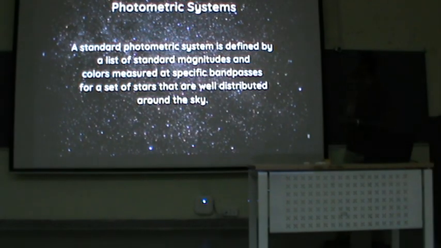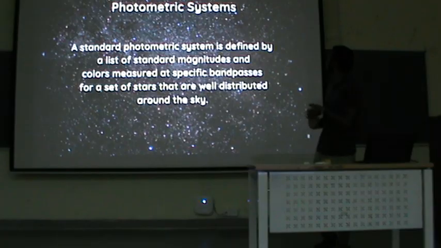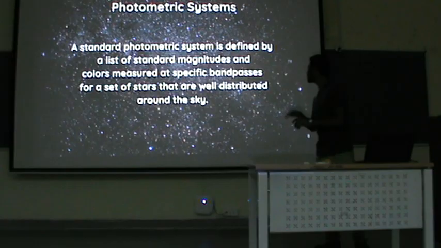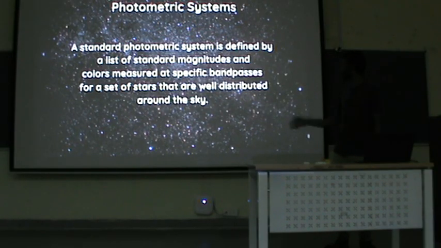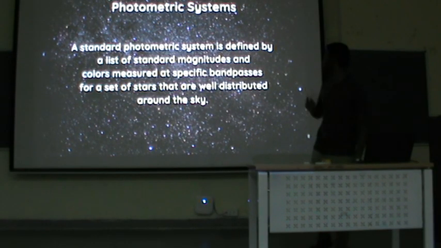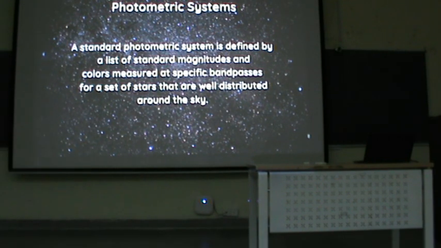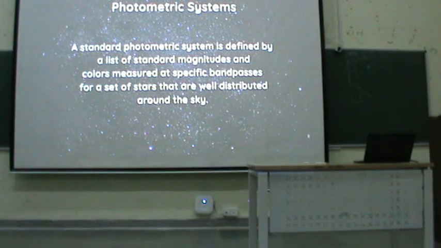Okay, now let's come to the photometric system. So as you can see in the definition, there is a list of standard magnitudes and colors measured at specific band classes for a set of stars that are well distributed. What does that mean? So, okay. As I have mentioned, whenever you are making a photometric measurement, you are always taking data in a specific band. So this is your optical.